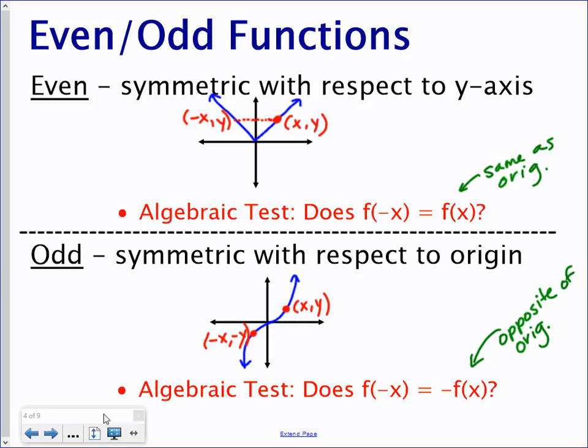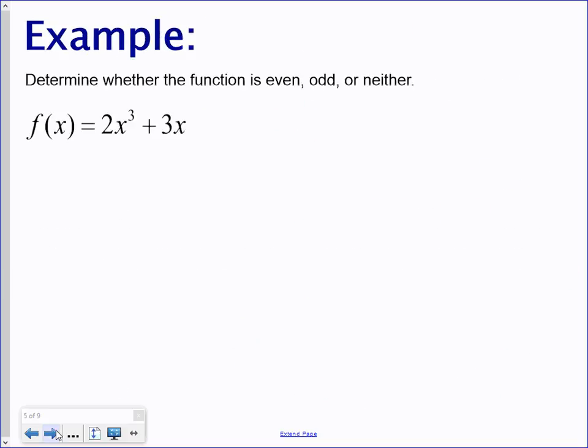So when we do our example on the next slide, we're going to be focusing to start our examples. Notice that both algebraic tests involve this f of negative x. That's where we're going to start our problems, in an algebraic test for even odd. So here's an example. F of x equals 2x cubed plus 3x.